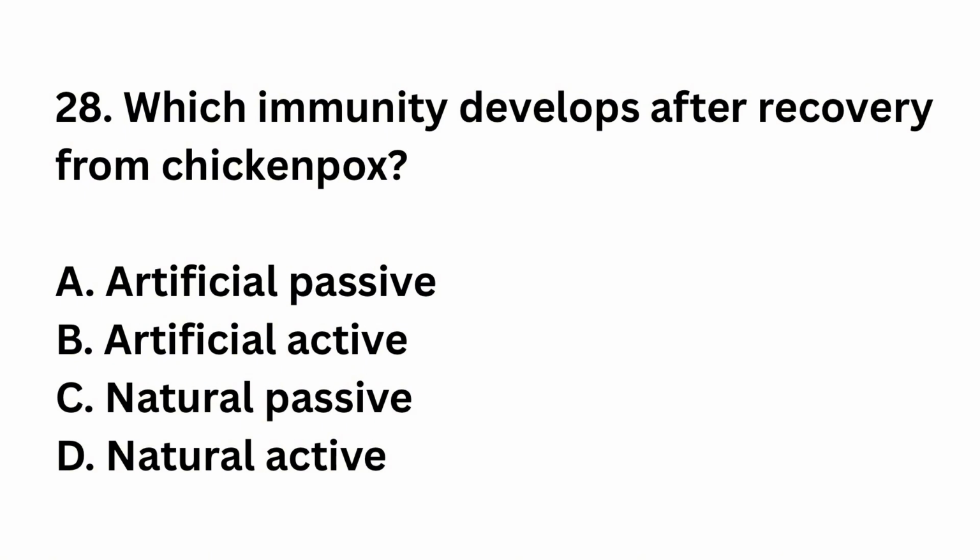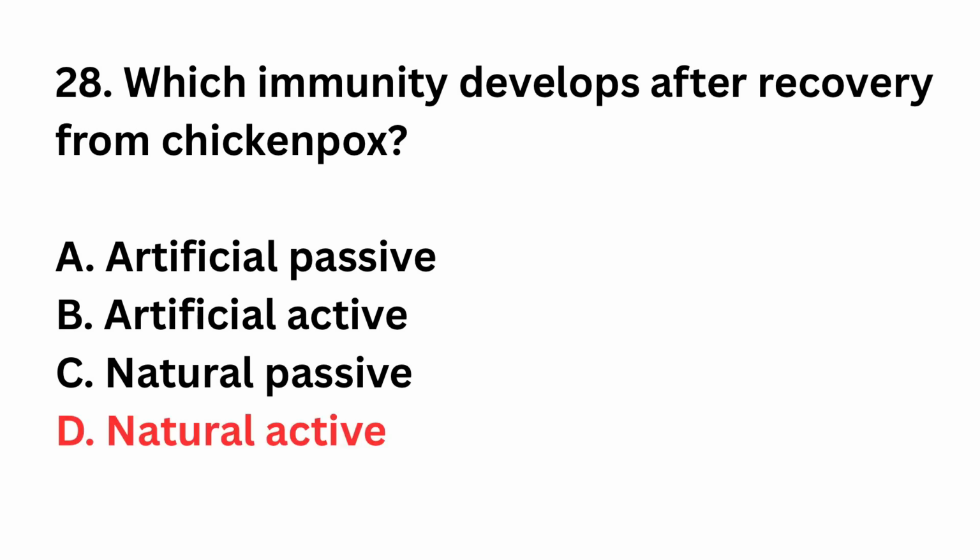Question number 28. Which immunity develops after recovery from chickenpox? Artificial passive, artificial active, natural passive, natural active. The right answer is option D, natural active. The body generates its own immune response. Long-term memory is formed.